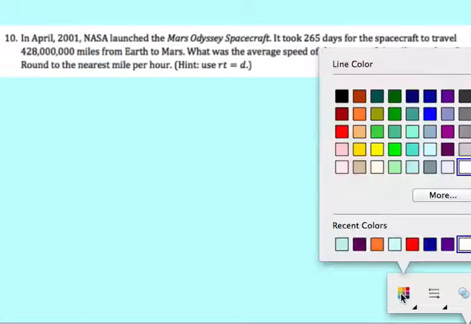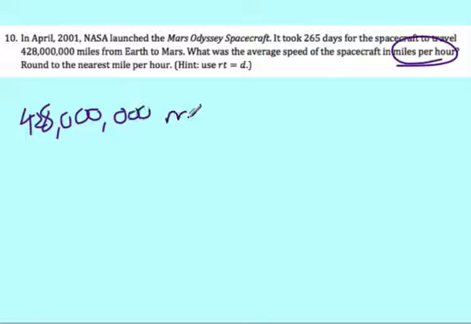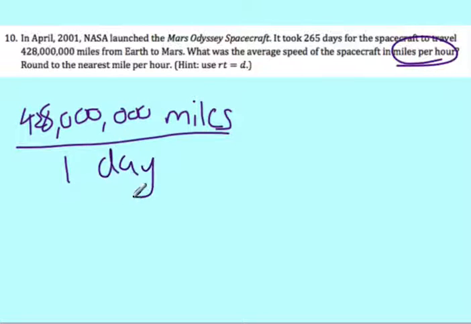Last but not least, let's take a look at number 10. We're looking at the NASA Space Mars Odyssey craft. It took 265 days for it to travel 428 billion miles. We want to find the average speed in miles per hour. So what we have right now is miles per day. So we have 428 billion miles in 1 day. What we want is miles per hour.